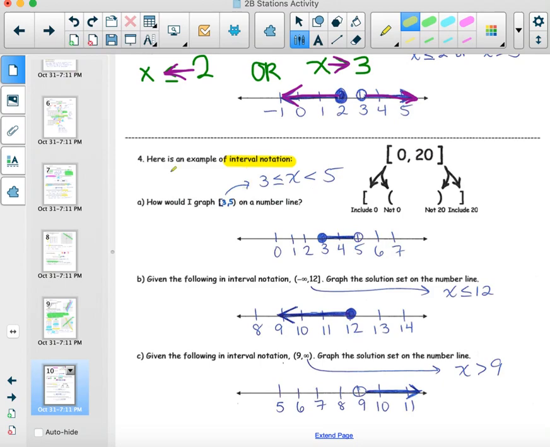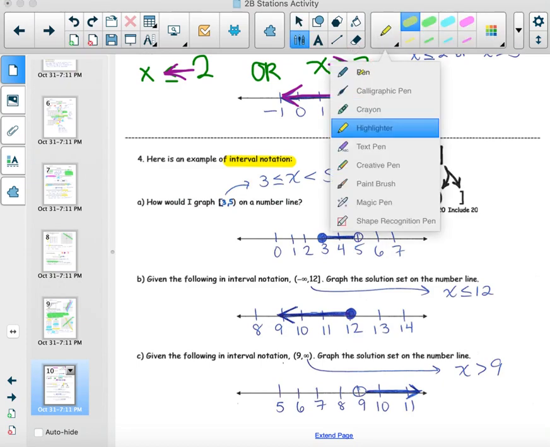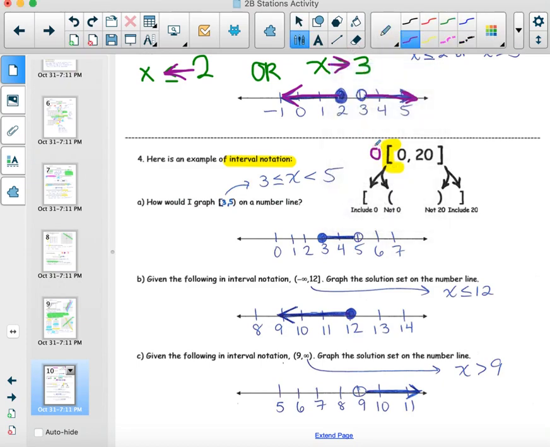Okay, so we have, how would I graph? Again, this is a square bracket with a comma in the middle. So we have square bracket 3, comma 5 with parentheses. So the square bracket means including. So a square bracket, that's going to get a closed circle. Whenever I see a square bracket, I'm thinking closed circle. Okay, that's going to get a closed circle.